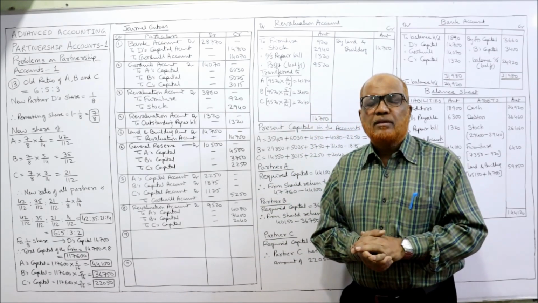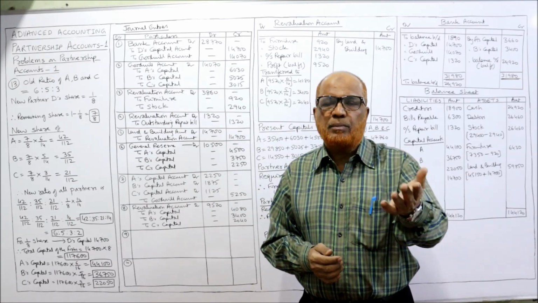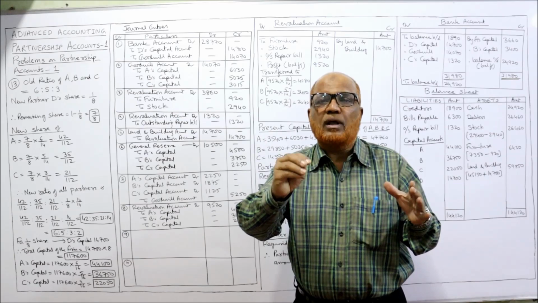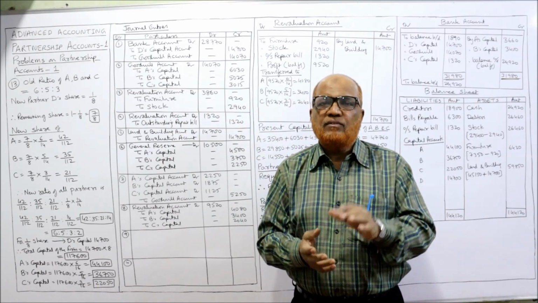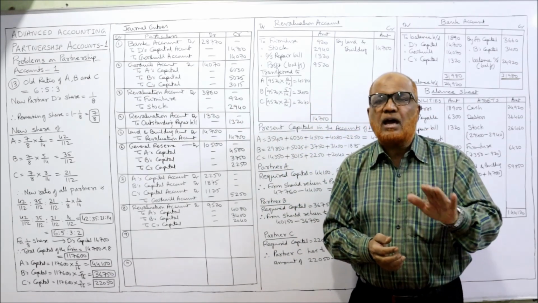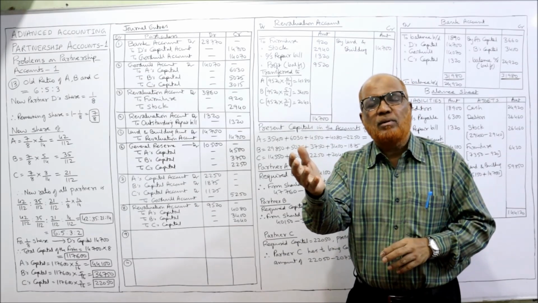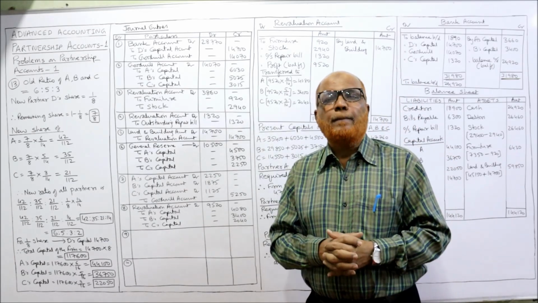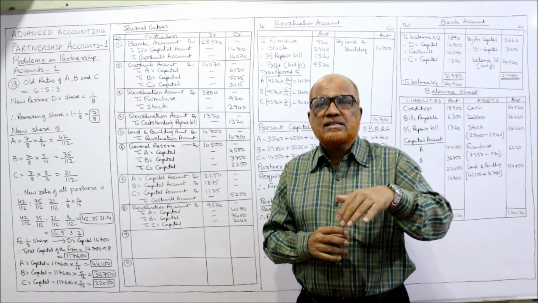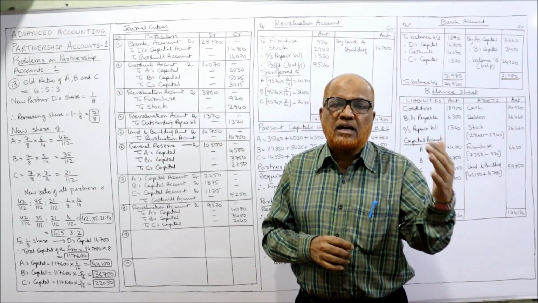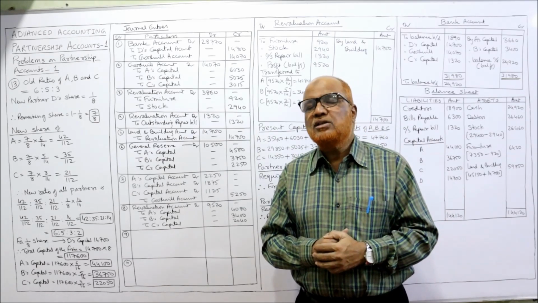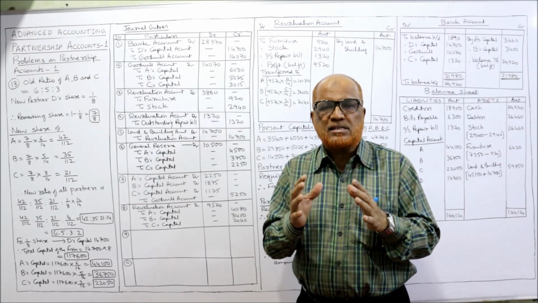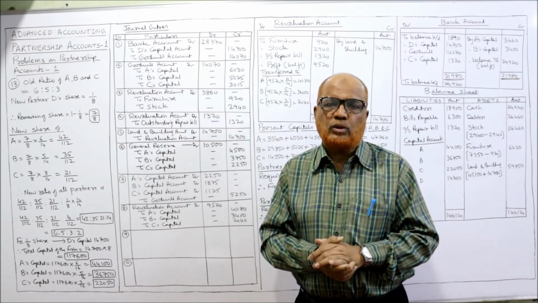So what will happen? The capital may be less or the capital may be more. If the capital is showing more amount, the firm should refund the capital. If the capital account is showing a lesser amount, then the partner will be asked to bring further capital. In the previous problem, the 12th, the excess capital was adjusted in current account. But in this problem, it is not asking to adjust in current account. The excess capital should be returned to the partner.